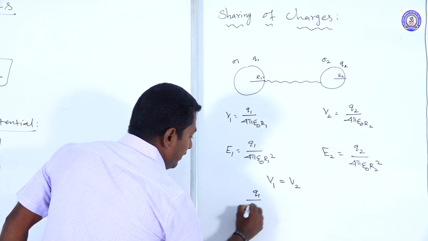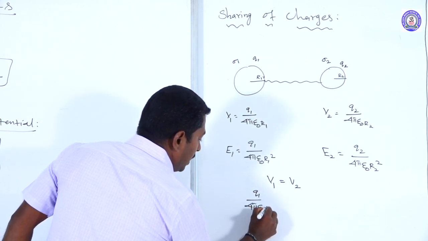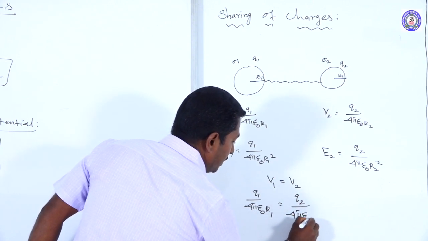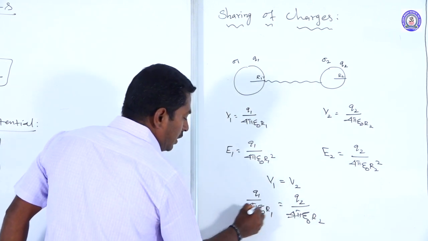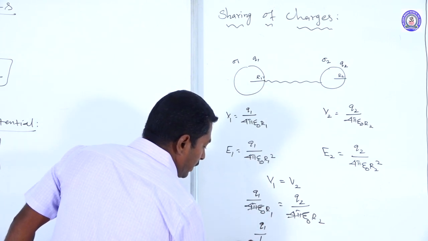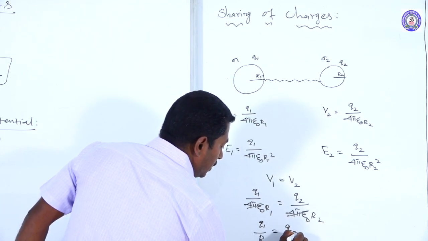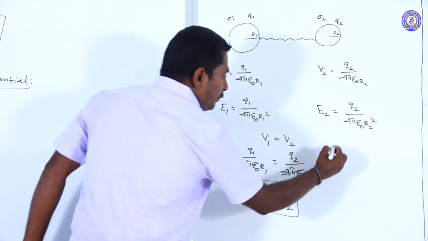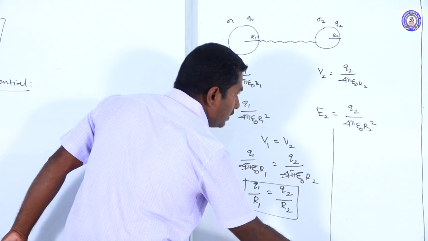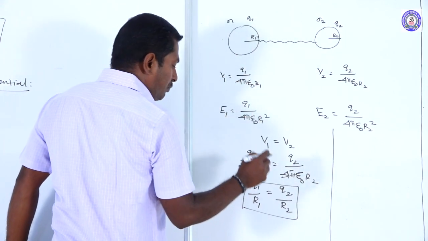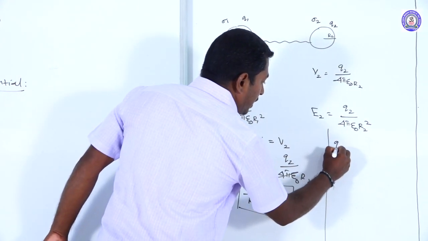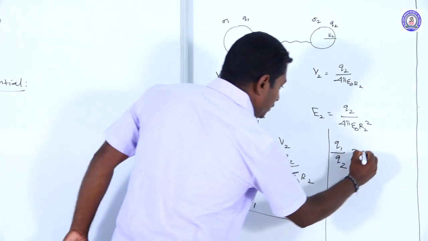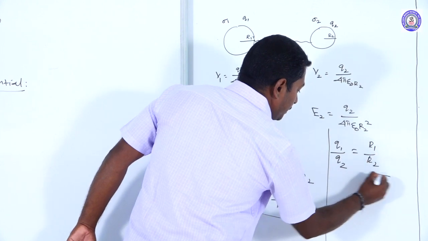So Q1 divided by 4 pi epsilon naught R1 is equal to Q2 divided by 4 pi epsilon naught R2. The 4 pi epsilon naught cancels. Then Q1 divided by R1 is equal to Q2 divided by R2. Then the ratio of charges on the two spherical shells, Q1 divided by Q2, is equal to R1 divided by R2.